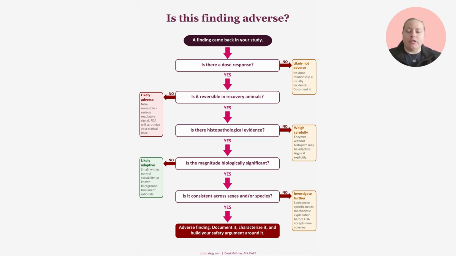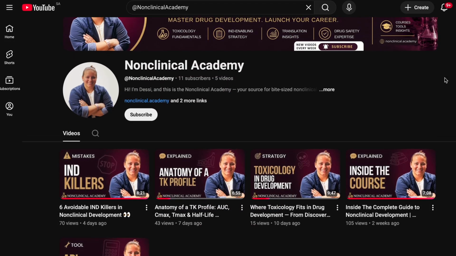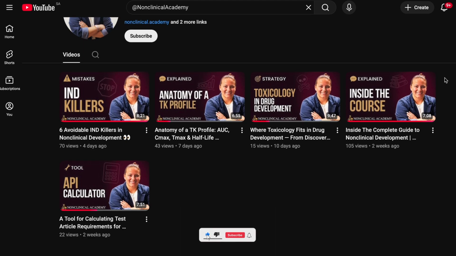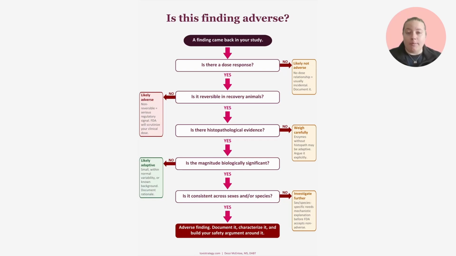And so adverse effects are what we use to determine NOAELs, and that correlates with our exposures, which correlates then to how we determine our starting dose in the humans, and then ultimately how we determine if our drug is safe enough to go into humans by using adequate margins and understanding where that safety fold lies. There are other videos that I have out there on Nonclinical Academy on YouTube that talk about TK profiles, exposure, interpreting findings, things like that, so check them out.